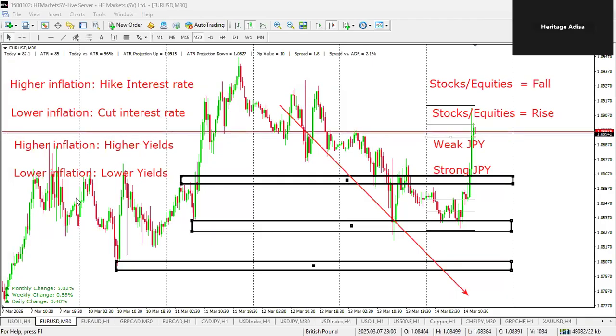Yields also play a major role in currency valuation, all right? It is important, because bonds are safe assets. If yields rise, it supports the currency, especially for the US. Higher yields are good for the dollar, and that naturally will weaken stocks, and that will also weaken the JPY. But lower yields are bad for the dollar, and that would naturally help stock prices to rise and also strengthen the JPY.